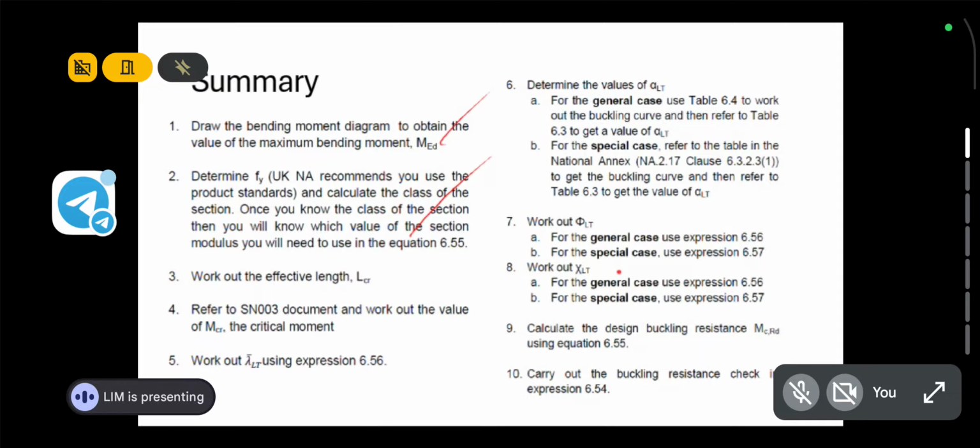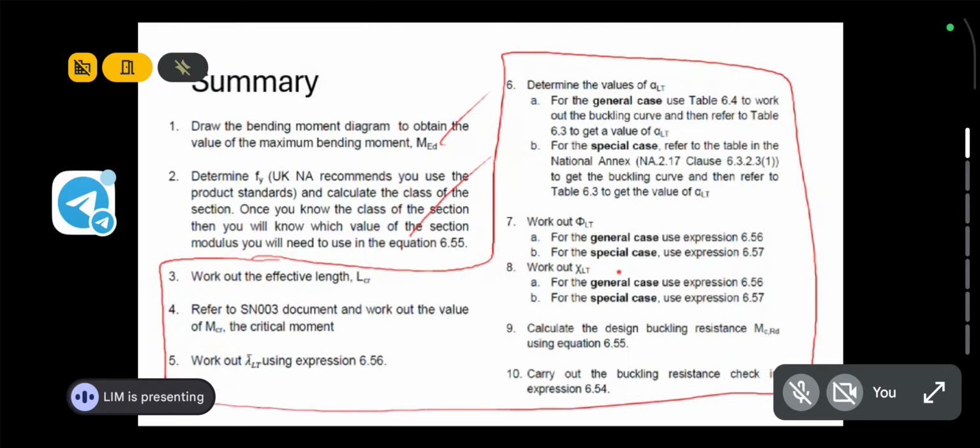So the next thing, the thing that is new to lateral torsional buckling, semi-restrained beams, are steps 6 to 10. This is the new stuff. So you need to work out the effective length or the unrestrained length. Some people call it the effective length, but basically it's LCR.